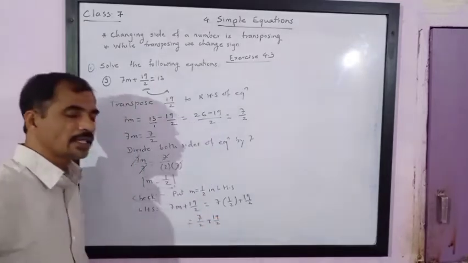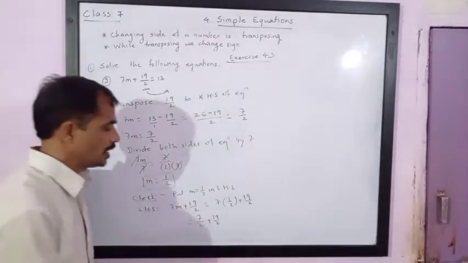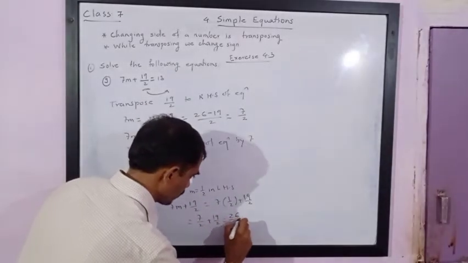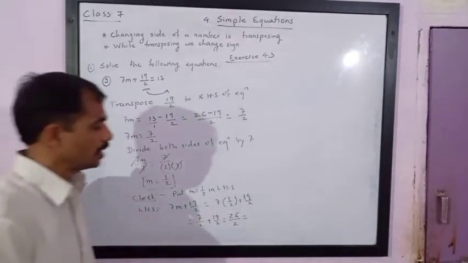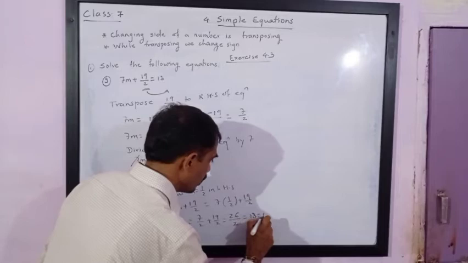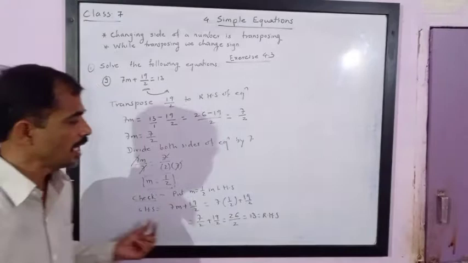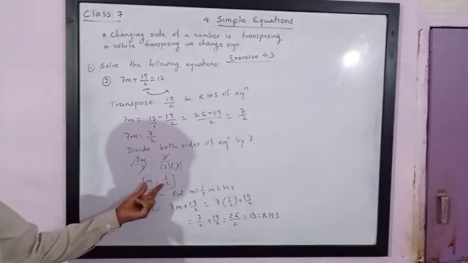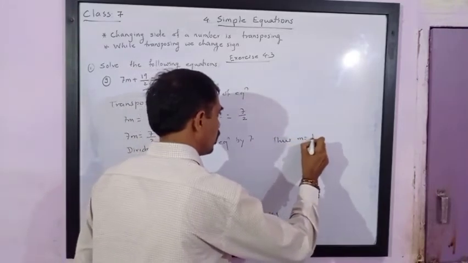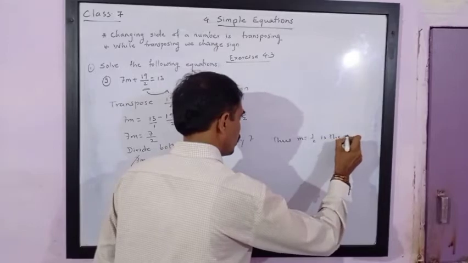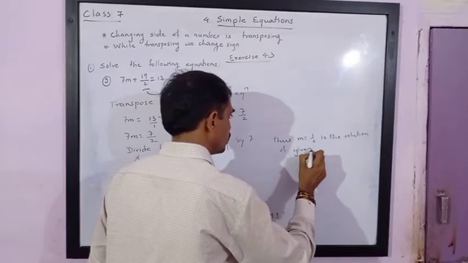Please note, denominators are same, so we can do the addition of this. So you will get 19 plus 7, that is equal to 26 upon 2. 26 upon 2 is nothing but 13. That is 13, that is equal to RHS. Please note, we were solving LHS, we have got the RHS. Means LHS is equal to RHS. It means our answer is correct. Thus, m is equal to 1 upon 2 is the solution of the given equation.